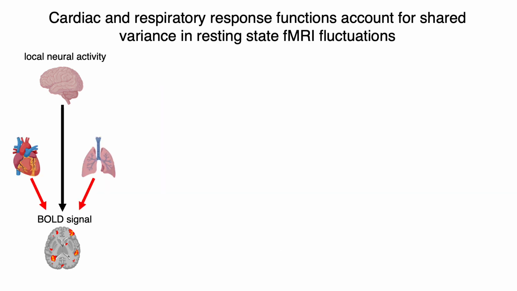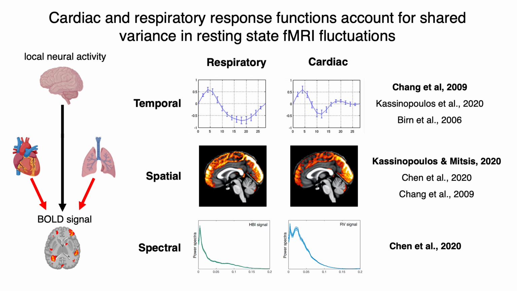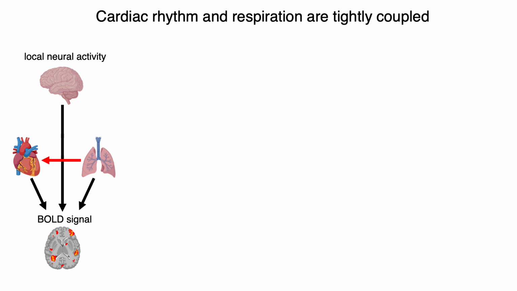In addition to local neuronal activity, the heart and the lungs can strongly influence blood flow and therefore impact fMRI measurements. Studies looking at cardiac and respiratory effects on fMRI have revealed highly overlapping temporal, spatial, and spectral effects. Identifying the unique contribution of cardiac rhythm and respiration has therefore been complicated by their intimate interactions. Much of cardiac dynamics is coupled to respiration.